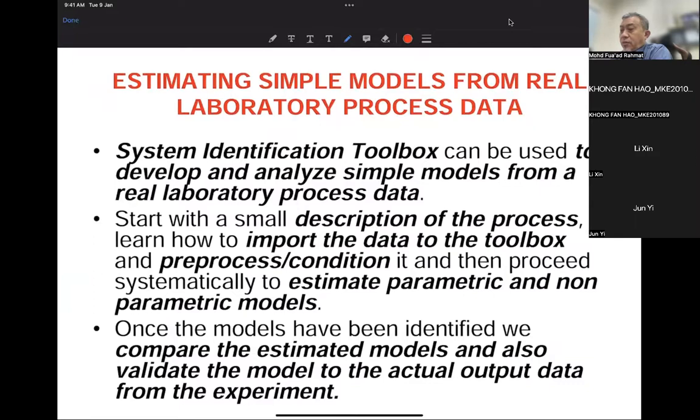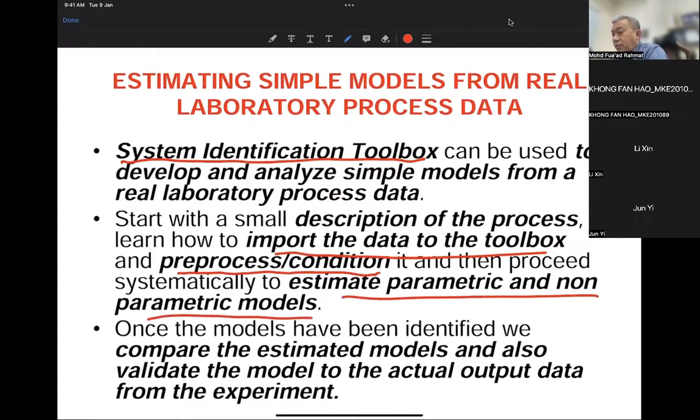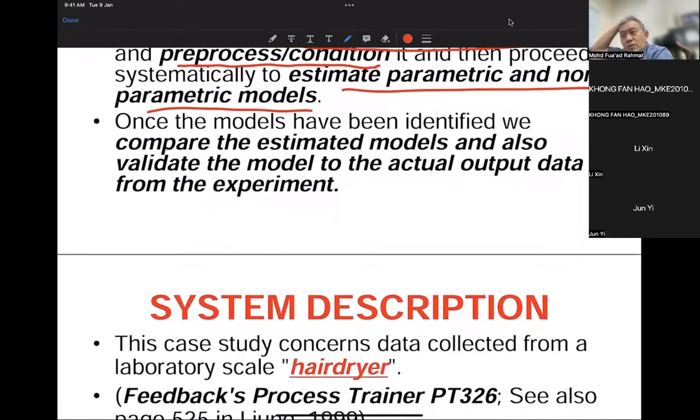We are going to use the System ID toolbox in MATLAB, which can be used to develop and analyze simple models from real laboratory process data. So we start with a small description of the process, then import the data to the toolbox and do some pre-processing, for example remove the means, remove the trends, remove the outliers. Finally, we estimate the parametric and non-parametric models from the data. Once the models have been identified, we compare the estimated model with the actual output data from the experiment to validate.